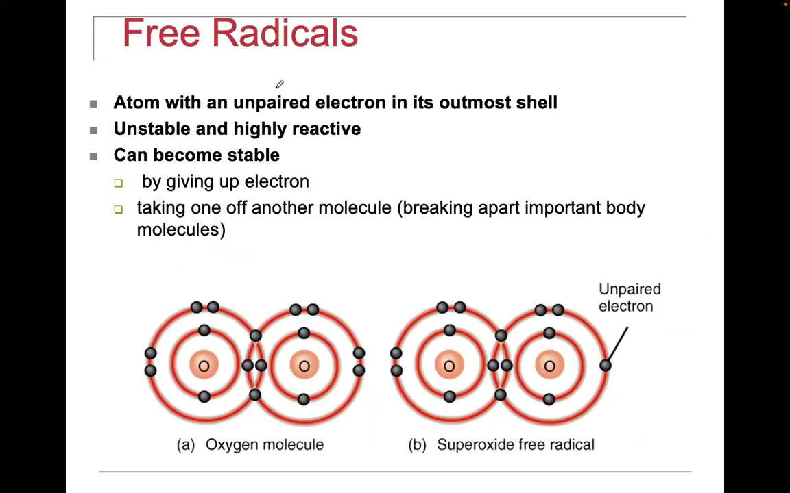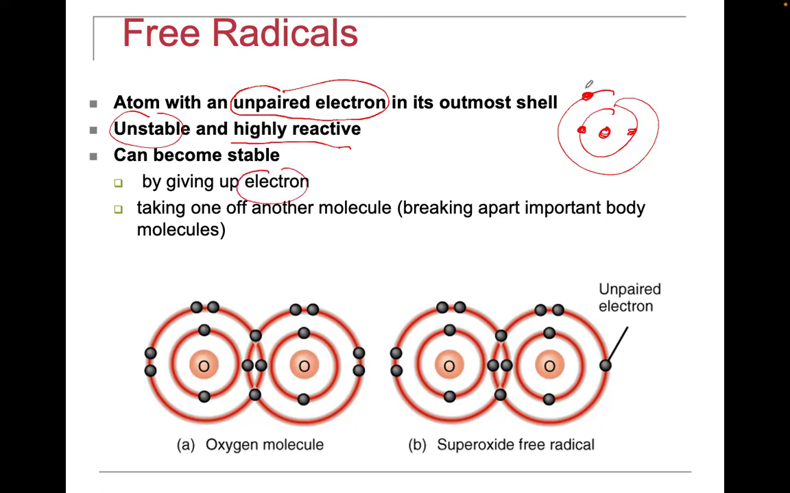So when an atom has an unpaired electron in its outermost shell, if you have something that has 2 here, but you've got 1 here and it's not paired, it's highly unstable, which means it's highly reactive. It can become stable if it gives up an electron, right? If it gives that up to something else, then you have 2 here, that's okay, and then something else can gain it, it's fine.